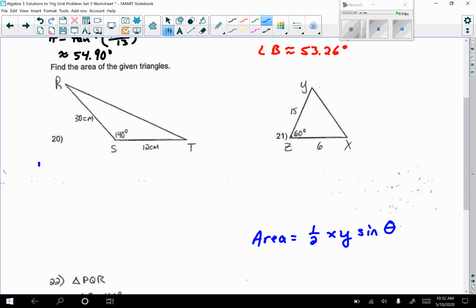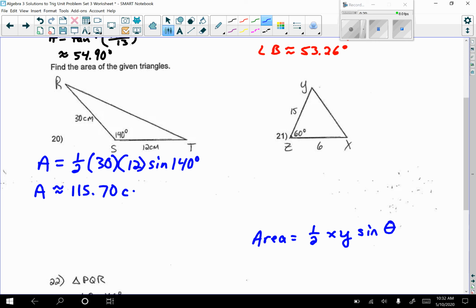So number 20, area is going to equal 1/2. Our two given sides here are 30 times 12, and then the angle they form is 140 degrees, so I just want to take sine of 140 degrees. And then we want to just type all that into our calculator. So our area is approximately 115.70. Now because this is labeled as centimeters, we'll say square centimeters.